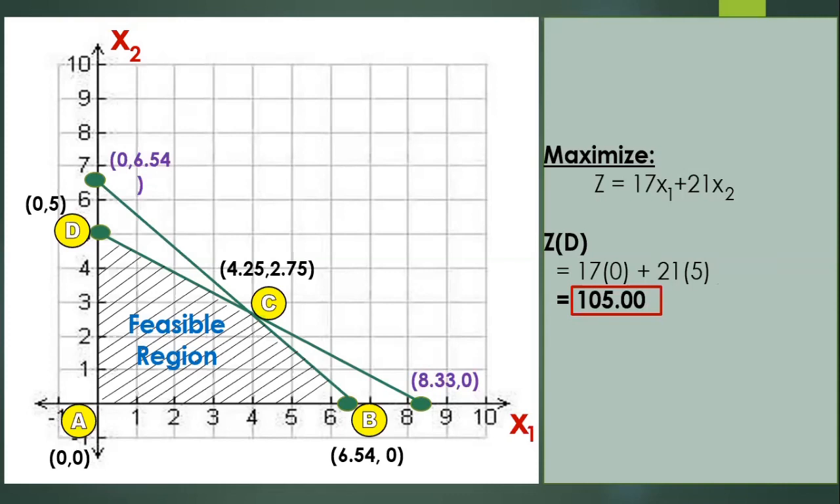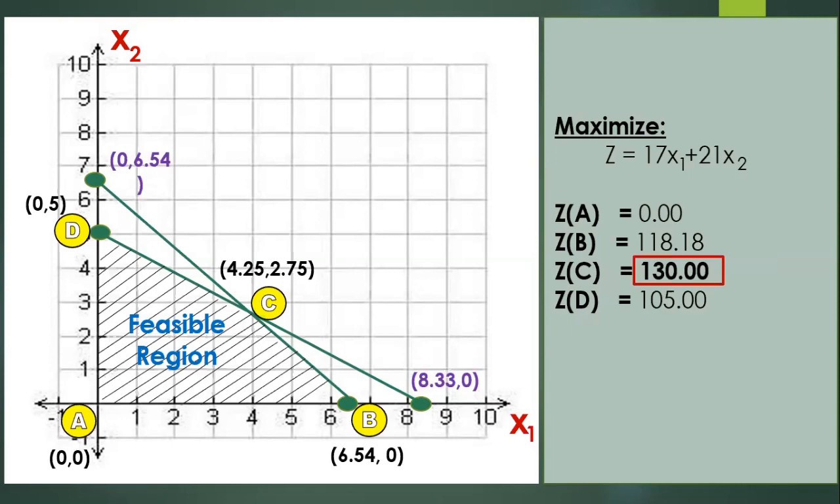Now remember that in the extreme point definition, it says if a linear programming problem has a solution, there is always at least one extreme point. So in this case, basing on the values of our 4 extreme points, we need to select the one that has the highest value. As you can notice, the extreme point that has the highest value is extreme point C, which is $130. And so for that matter, that will be our final answer.